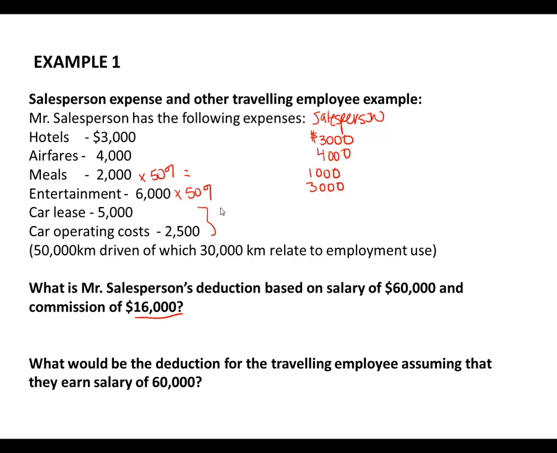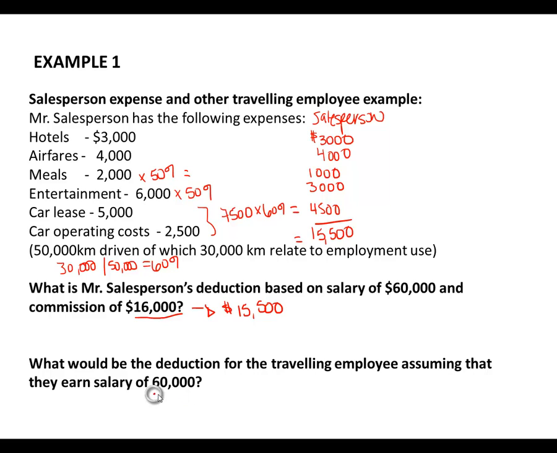Now, these car operating costs are $7,500. I'm told that 50,000 kilometers are driven, of which 30,000 relate to employment. So if I take 30,000 divided by 50,000, I get 60%. So I'm going to multiply the 7,500 times 60%, and I get $4,500. So if I add all of these expenses up, I get $15,500. So Mr. Salesman's or salesperson's deduction based on a salary of $60,000 and commission of $16,000 is going to be $15,500.